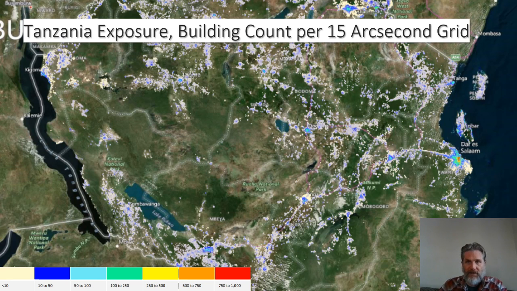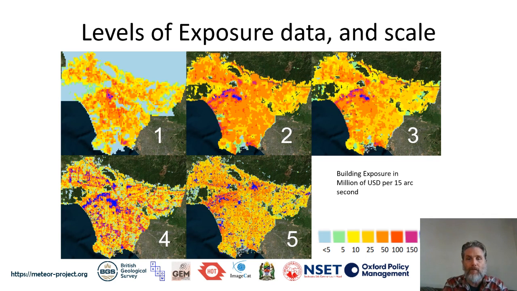And here's another example for Tanzania. It just has the raw count of the buildings throughout the area, and you can see the urban areas such as Dar es Salaam might be quite intense in terms of the number of buildings, and then it's distributed all throughout the country, throughout the various rural areas. And in both cases actually, it's a 15 arc second grid, which equates approximately to 500 meters, depending where you are in the world.